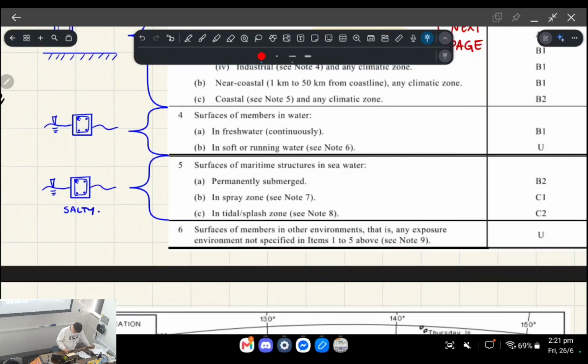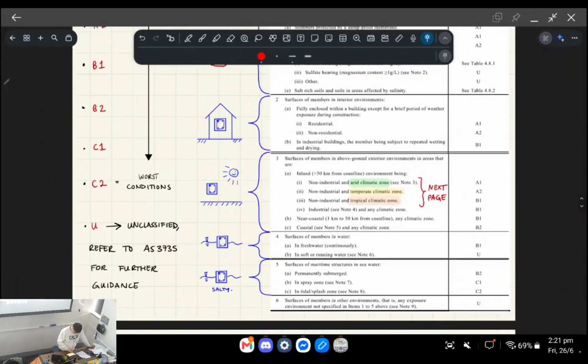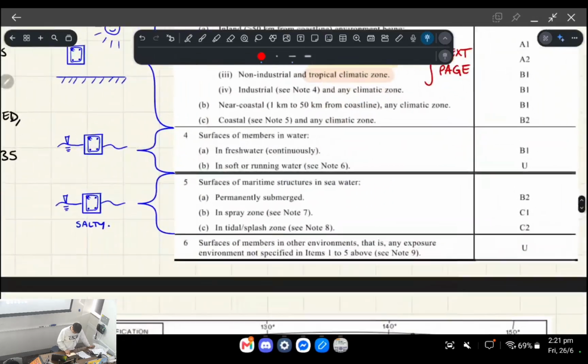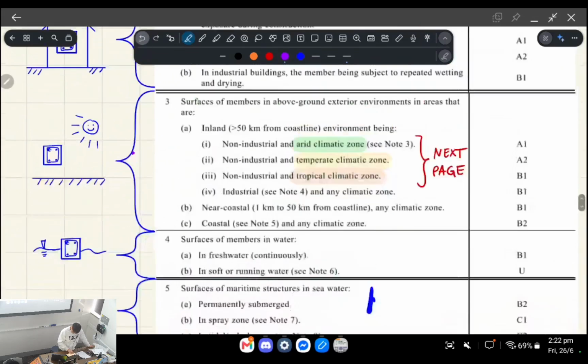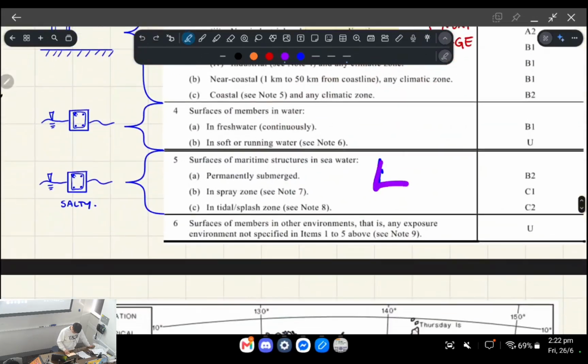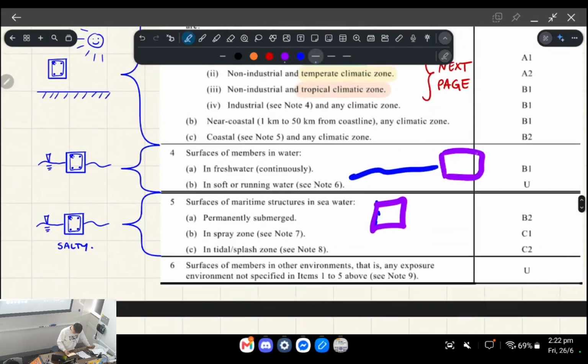But like I mentioned before, B2 is not as bad as C2, right? But what's interesting is that a member that's permanently submerged is not as bad as a member that's in a splash zone. If you think about it, we've got a member, and if it's completely underwater, I should probably swap those colors, hey? Okay, it's completely in water. It's not actually as bad as if it's kind of in the water and the tide's going up and down.